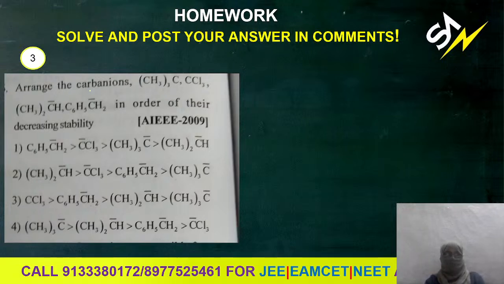What happened to the arrangement of carbanions? They're asking the stability order for carbanions. CH3 taken twice C, CCl3, CH3 taken twice CH, C6H5CH2, in order of their decreasing stability. So this is phenyl, carbanion with phenyl group attached. This is CCl3 attached to a carbon. Tertiary group is attached, and this is secondary group is attached.